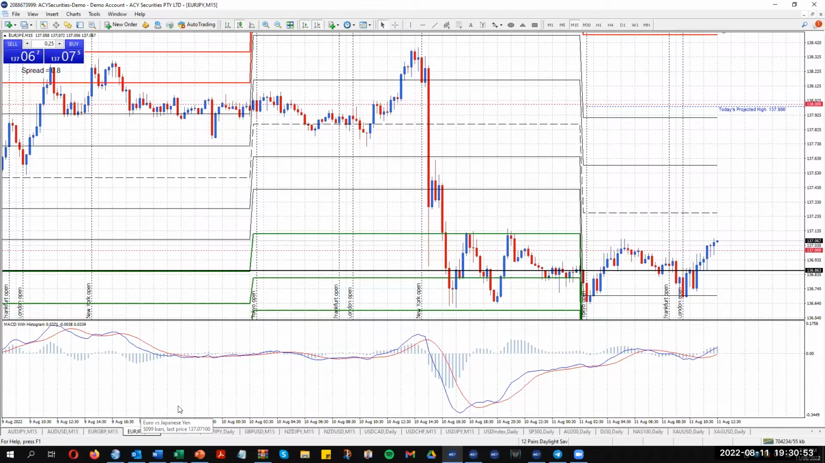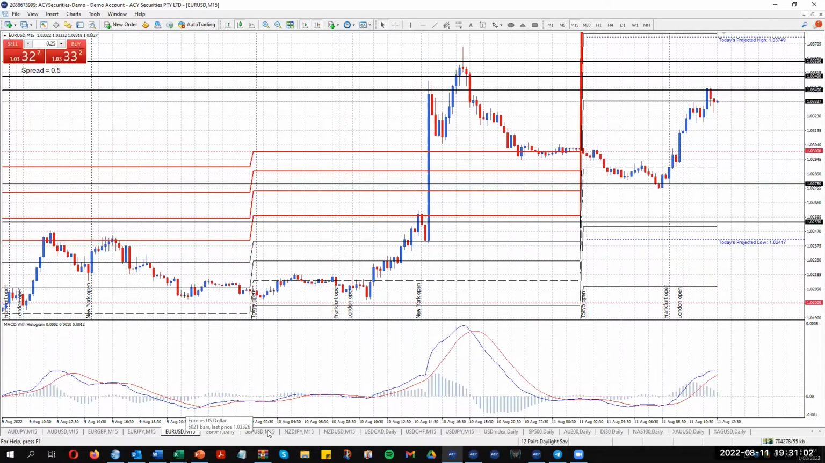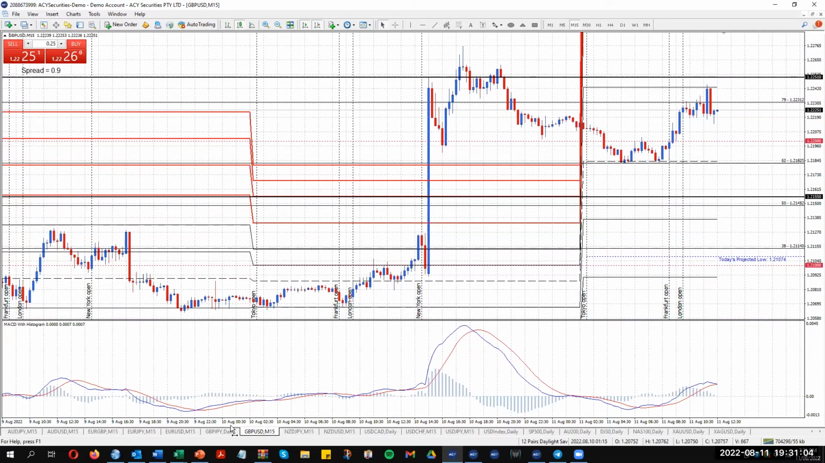Now, a lot of the pairs moved up against the US dollar yesterday. Can they continue up, or will they move back down from where they came? That is the big question. So let's talk about the euro dollar and the pound dollar first of all.